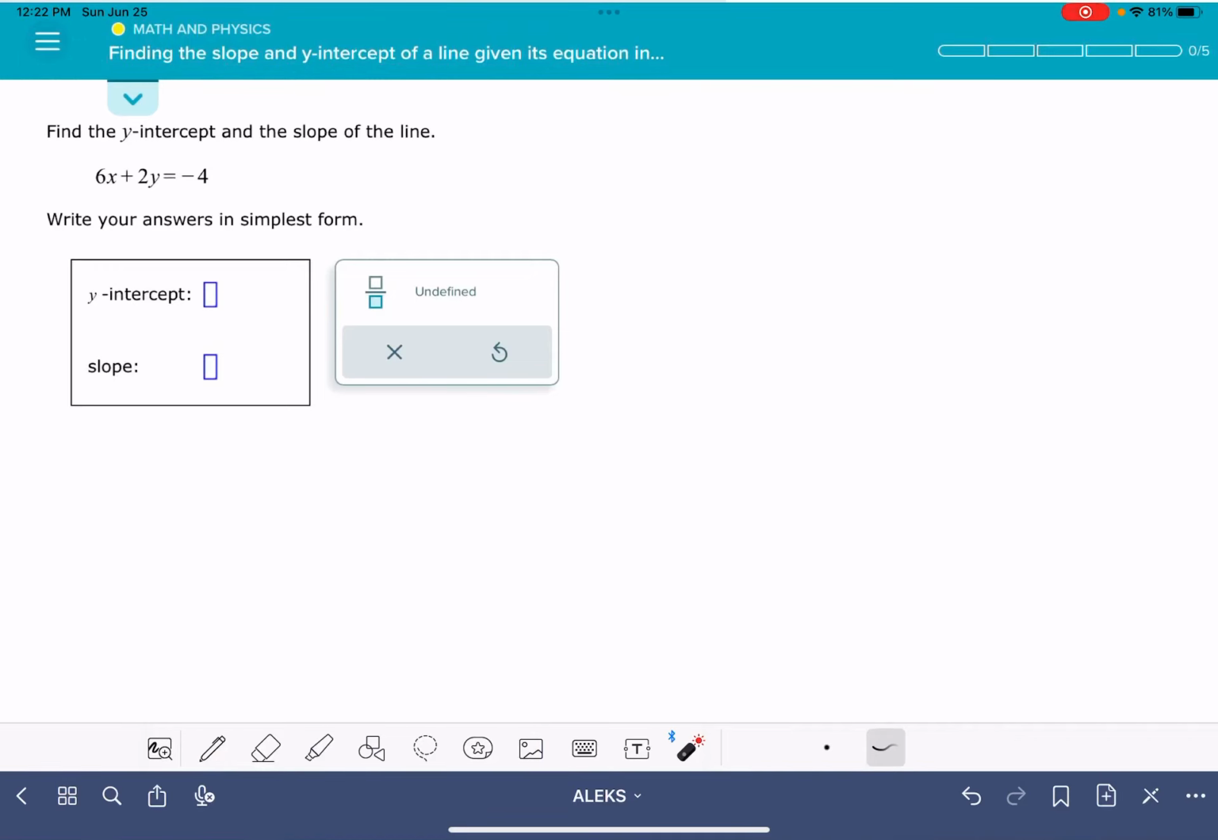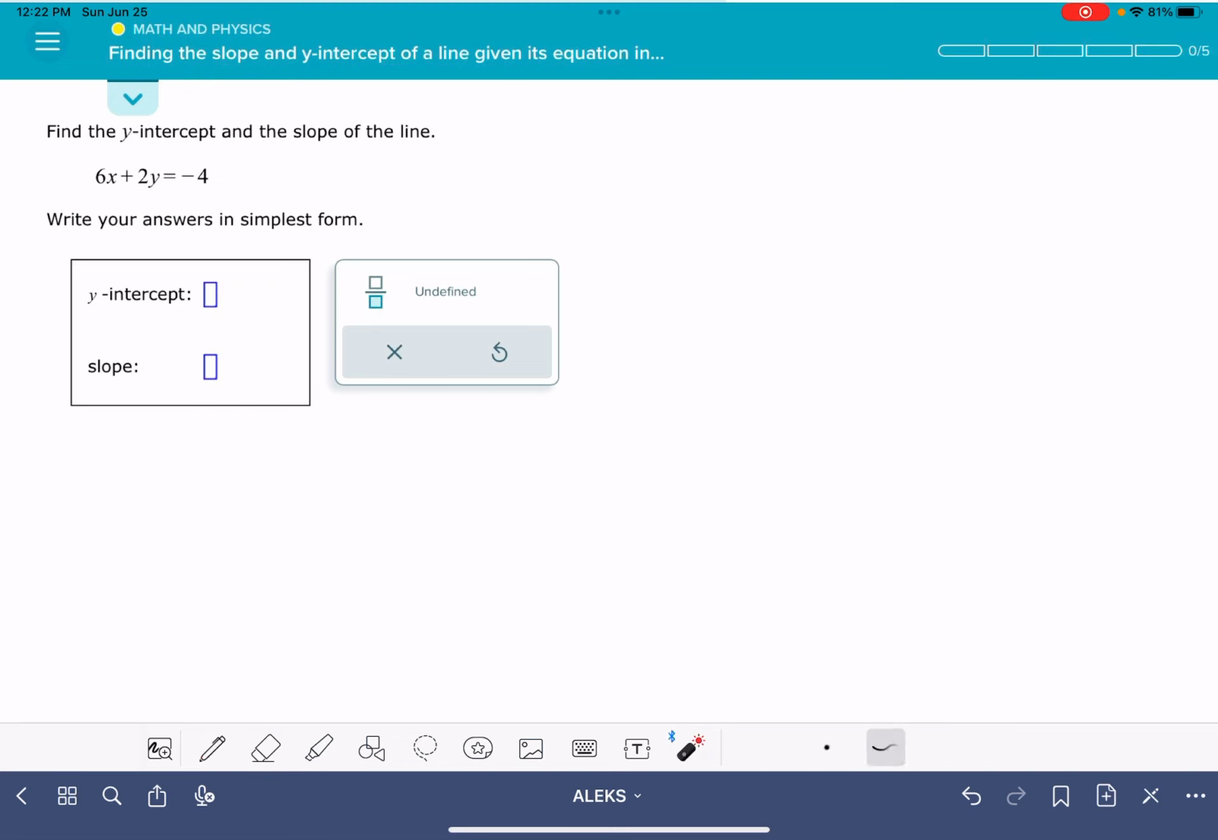In this video, I'll show you how to solve the ALEKS problem called finding the slope and y-intercept of a line given its equation in the form ax plus by equals c. In this problem, you're going to be given the equation of a line and you're asked to determine the y-intercept and the slope of that line.